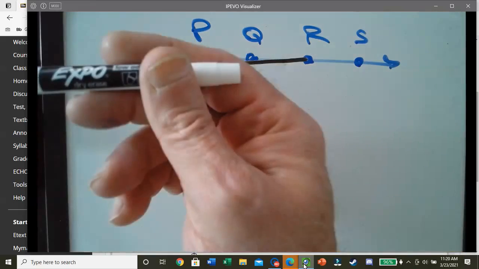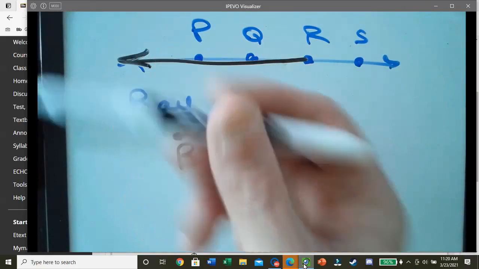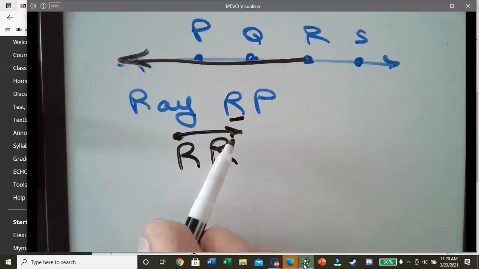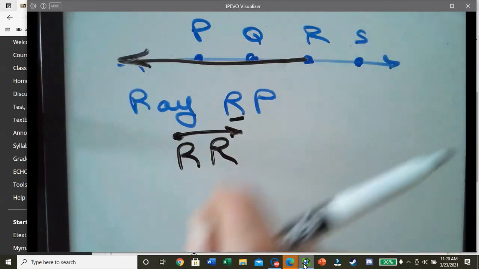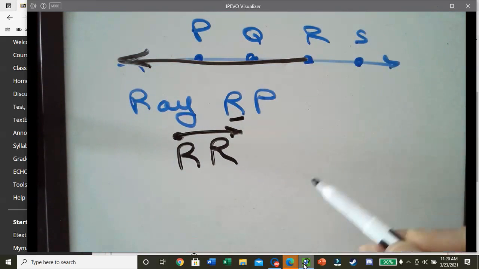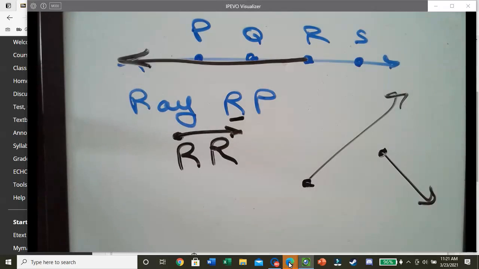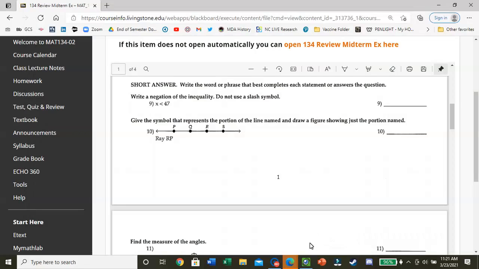Even though the ray is moving to the left, you'll still write it with the arrow going to the right, no matter which way the ray is moving. Okay, because the ray could be moving up or it could be moving down. So we always start off with the endpoint being the first letter. Okay? All right, any questions with that?